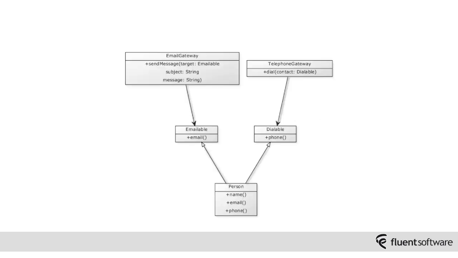So it would be far better to split this out into a couple of interfaces, Emailable and Dialable in this case, that really just provide those gateway classes with the smallest amount of information that they need. So the person class will now be loosely coupled to those email and telephone gateway classes, whereas before there was a high degree of coupling, and person was exposing all of the information to those gateways, making it a lot harder to change.